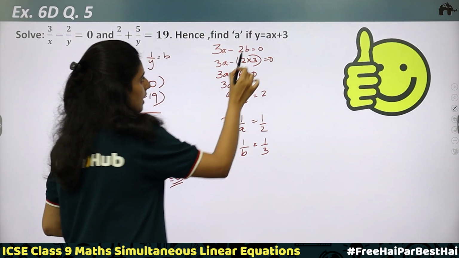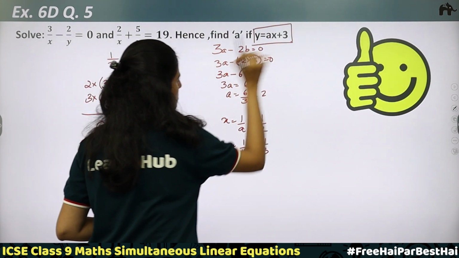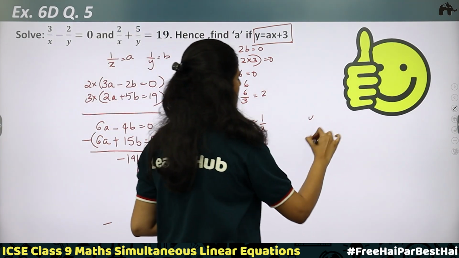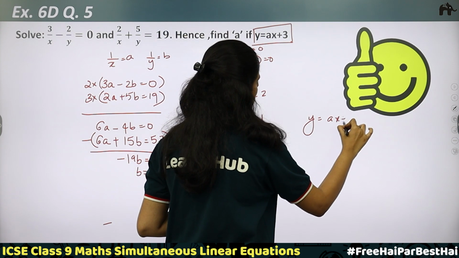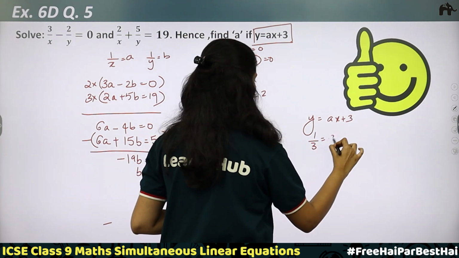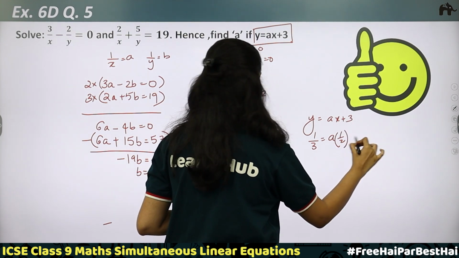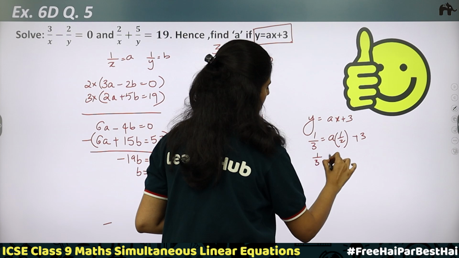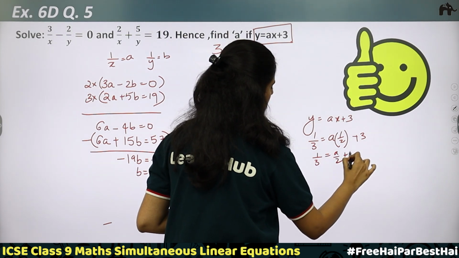Now, we have to find the value of a by substituting the x and y values in this expression. Okay. y is equal to ax plus 3. 1 by 3 is equal to a into 1 by 2 plus 3. 1 by 3 equal to a by 2 plus 3.